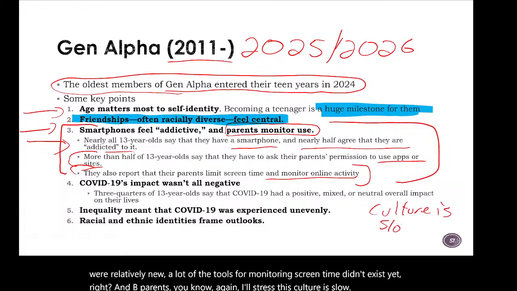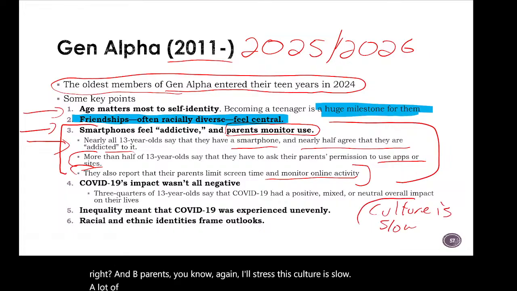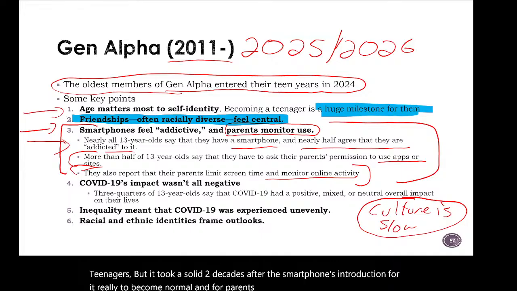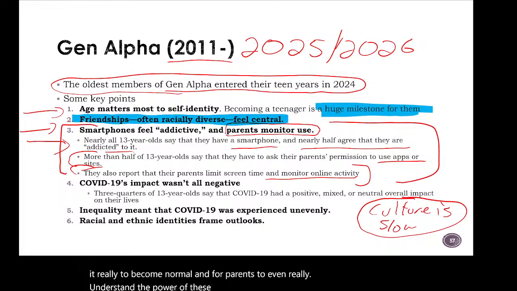A lot of parents bought smartphones for their teenagers, but it took a solid 2 decades after the smartphone's introduction for it to really become normal, and for parents to even really understand the power of these devices and how much they needed to be monitored.